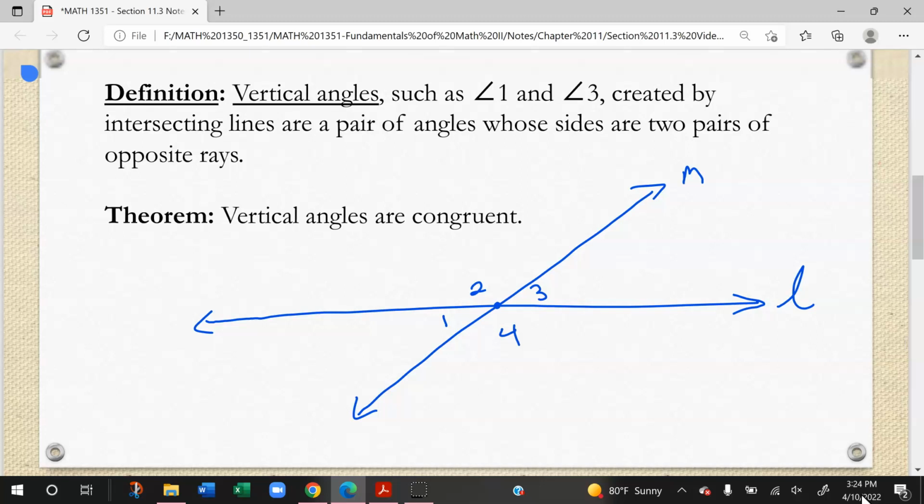Now there is a theorem whenever you have two lines intersecting like this, that the vertical angles are congruent. So 1 and 3 would be the same measurement, and 2 and 4 would be the same measurement when we're talking about these vertical angles.